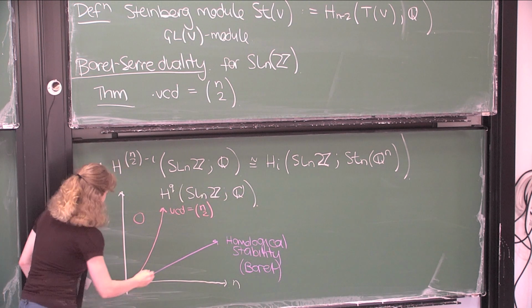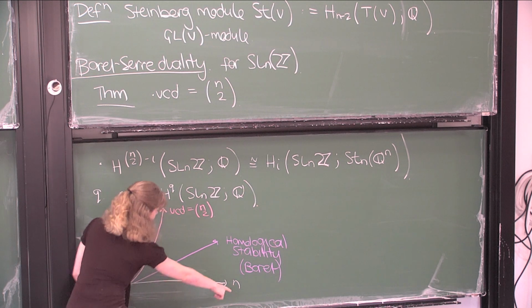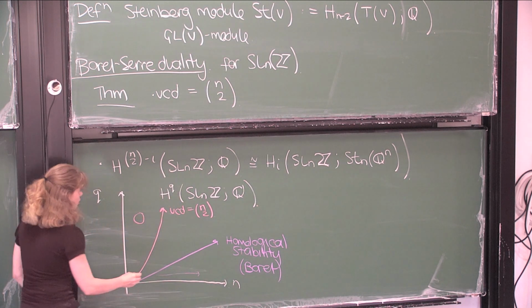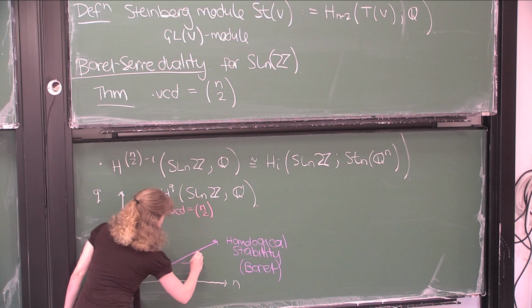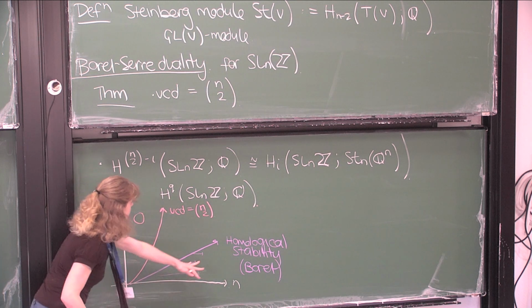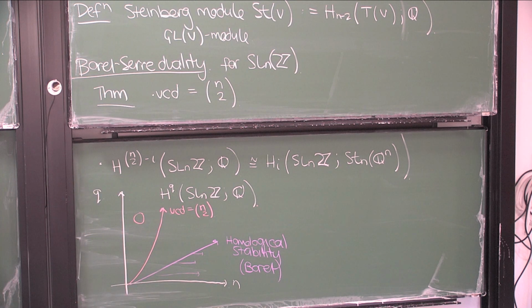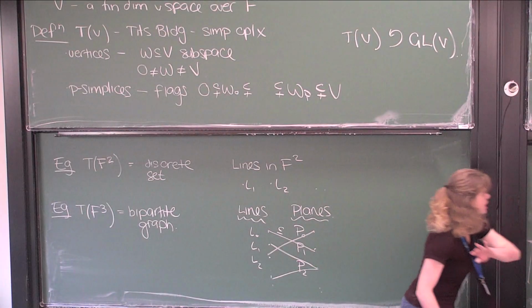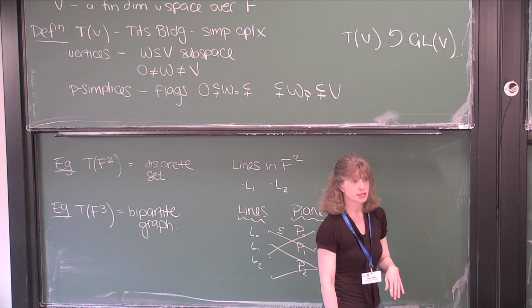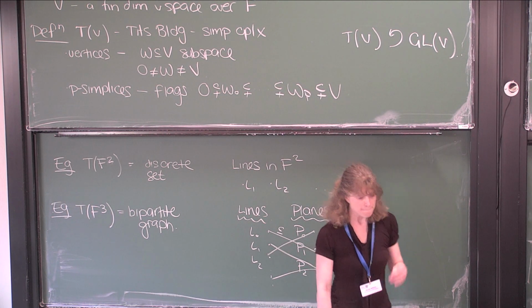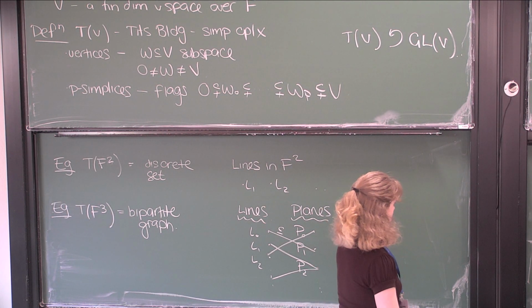Which is to say that when n is large relative to q, then up to isomorphism for fixed q, the isomorphism type of these homology groups stabilizes. Okay. Great.